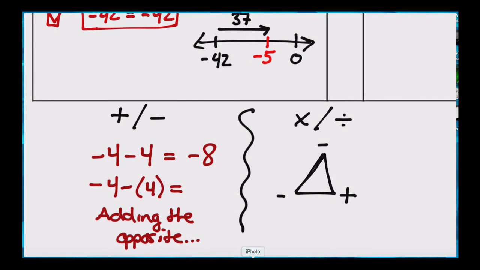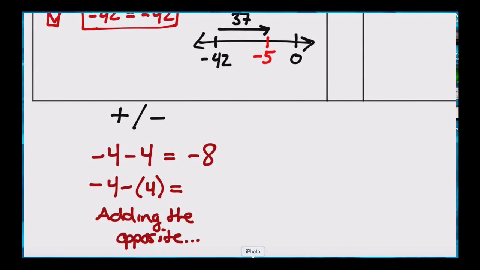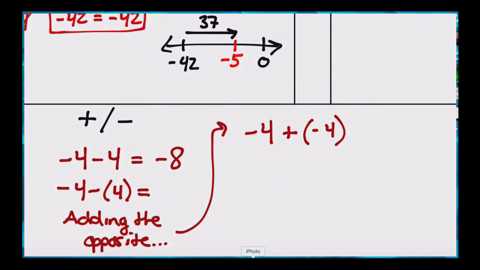Okay? So what happens is, let me erase this. What happens is this. My negative 4 becomes adding, what is the opposite of a positive? Mr. Connolly, what is the opposite of a positive? A negative. So this becomes a negative 4. Negative 4 plus negative 4 is what? I have negative 4 on a number line, and I am taking away 4 more. Where am I going to go? Yes. Negative 8.